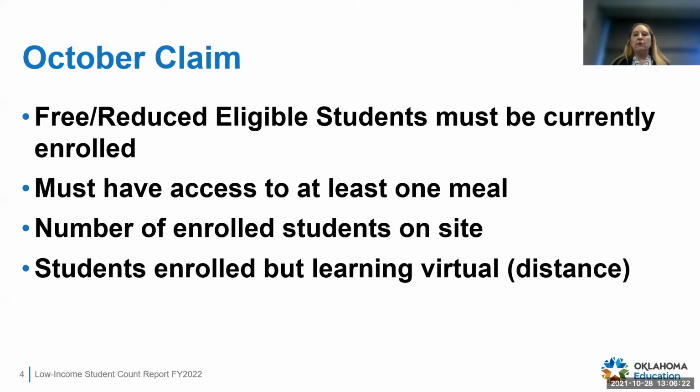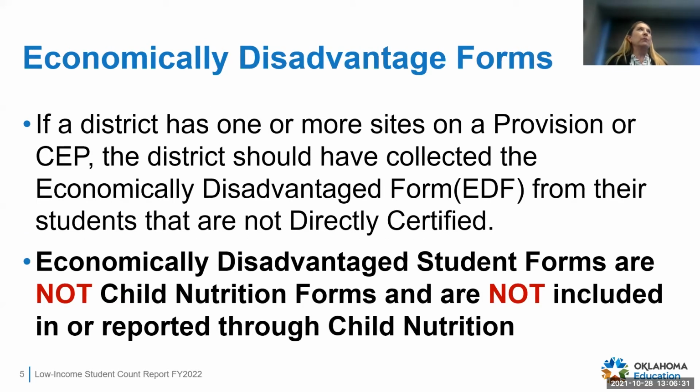Your accreditation officer will gather the numbers for those economically disadvantaged forms. And we're going to talk more about the economically disadvantaged forms here in just a few minutes. So the district, if you're on a provision, which can be provision 2 or 3, or if you're on the community eligibility provision, then those schools or sites, I really should say sites, may have collected the economically disadvantaged forms for any student other than the ones that are directly certified.